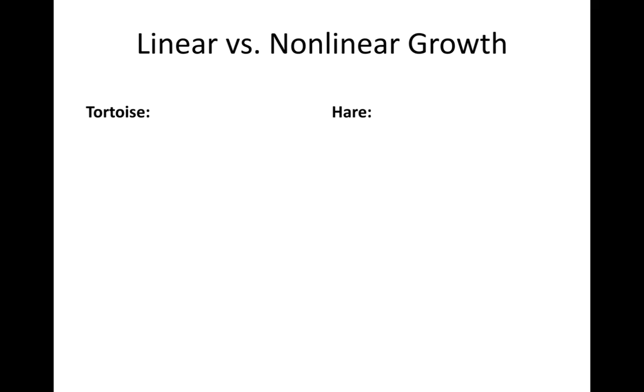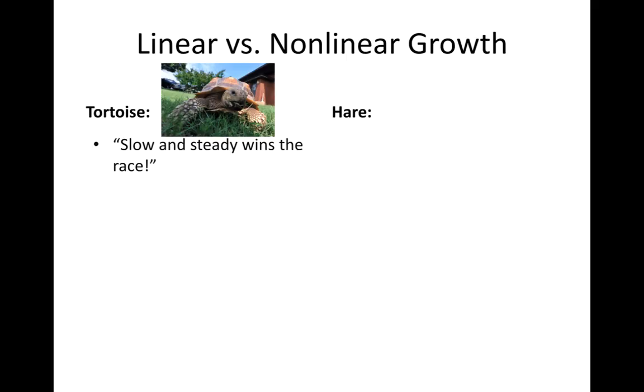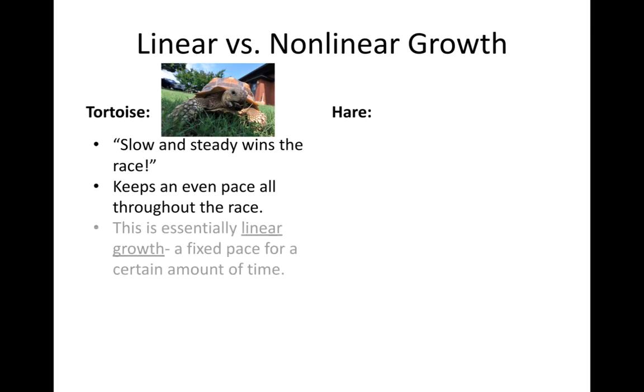So think about the tortoise, right? The tortoise's motto was slow and steady wins the race. And he basically kept an even pace all throughout the race. So remember, the tortoise and the hare are racing, and the tortoise goes at this steady pace. The hare goes out really, really fast, and then falls asleep, right? So the tortoise actually catches up and ends up winning, and the hare realizes that he's going to lose and sprints at the end to try to catch him, and so on and so forth.